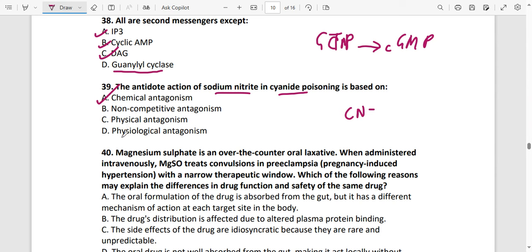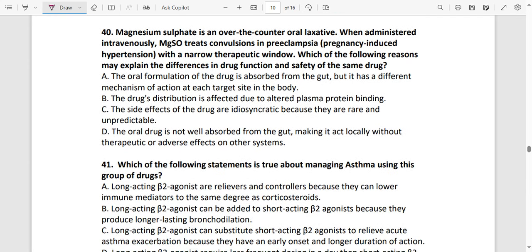Physiological antagonism is where you give a certain drug that will produce a different effect to the one that caused the effect. Let's say, for example, you gave someone a drug, and then maybe they had a fast heart rate. In physiological antagonism, you give them another drug that will slow the heart rate. That's physiological.